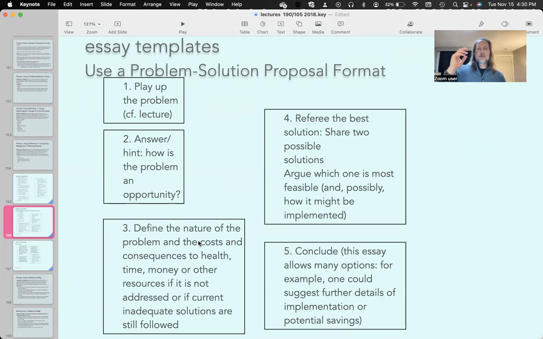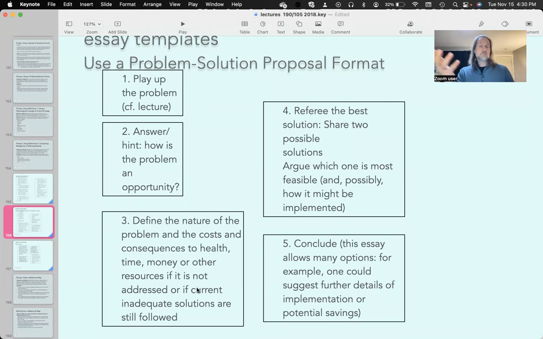Third move here is defining the nature of the problem and the costs and consequences to health, time, money, resources, and you can add a lack of knowledge or loss of knowledge, potentially a loss of innovation, loss of health, anything like that. Most likely, loss of context, loss of understanding is going to be the main thing. That's mostly academic. When we make academic topics problems, we're really saying, hey guys, there should be more knowledge about it, it should be explored. The field is less because we don't have that knowledge, and we should push.